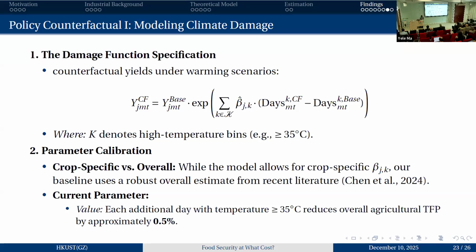And actually for the data, which is the climate sensitive parameters, it can be different from crop to crop. And there are many different about that. But in our baseline, that's a very simple universal data to measure all this crop climate change. The value is actually each additional day within the temperature being larger than 35 degrees will reduce the overall agriculture gas by around 0.5.